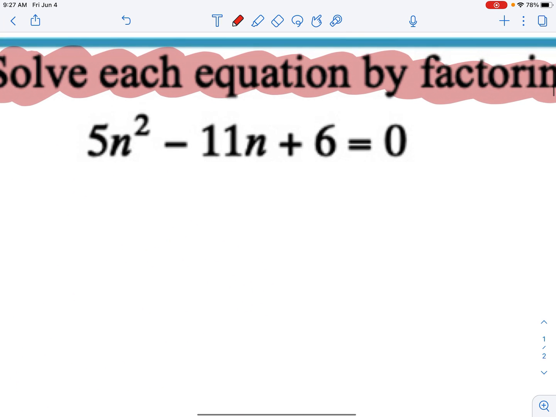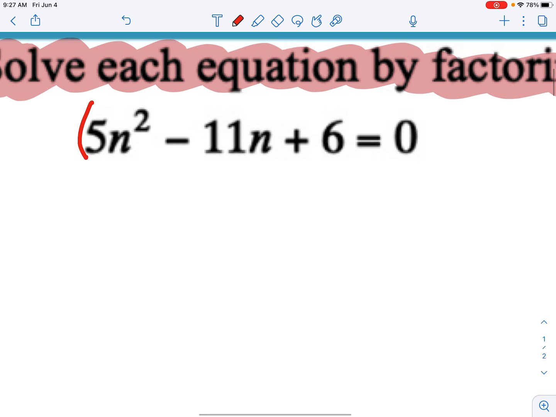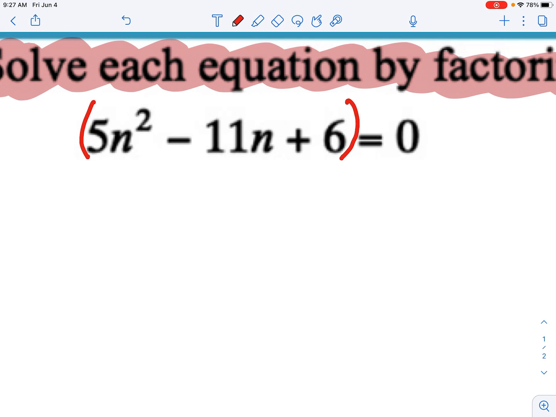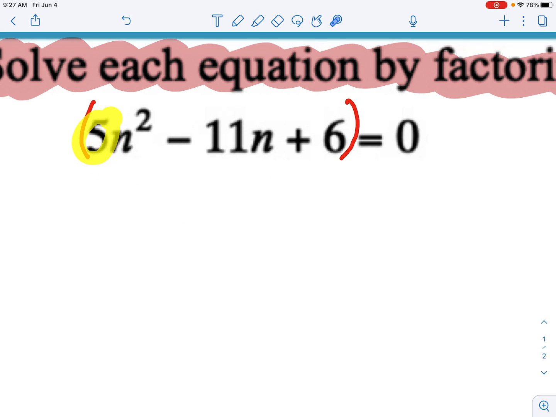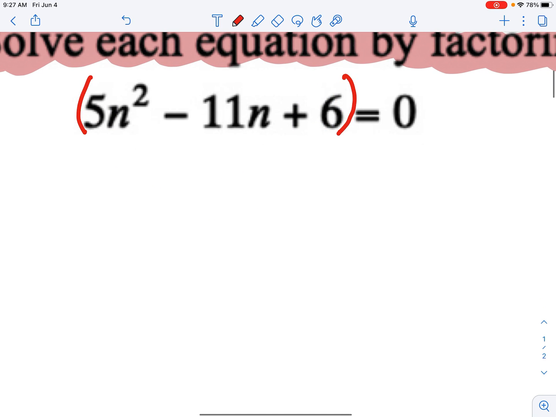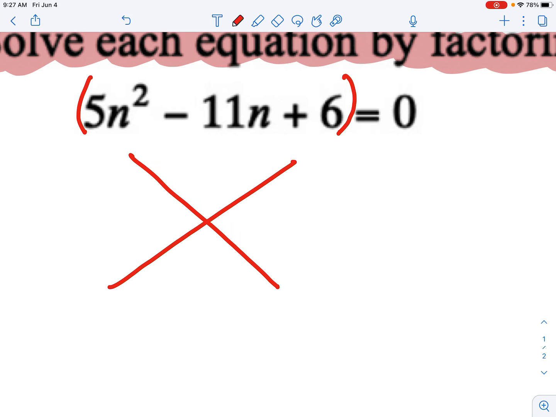Okay, let's go on to the second example. Well, this is also a quadratic, right? Because it has the power of 2, and it's a trinomial. And remember that we're going to multiply the first term times the last term to get the top of our x method. So 5 times 6 is 30, positive 30, right? And then the bottom is still the center, negative 11, so minus 11, just like that.